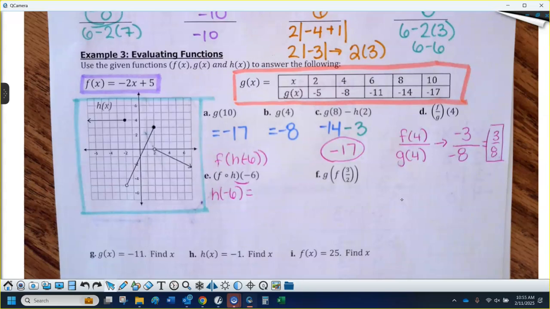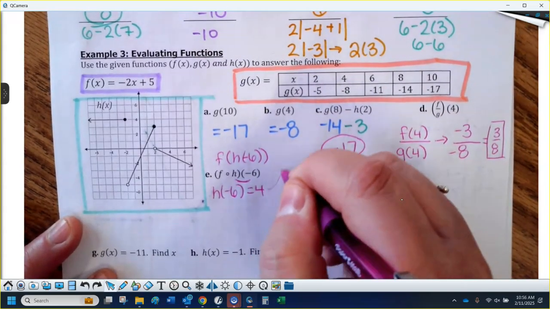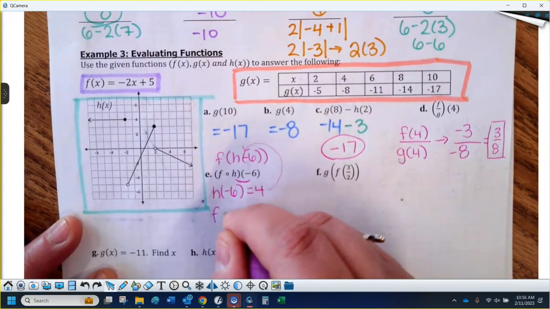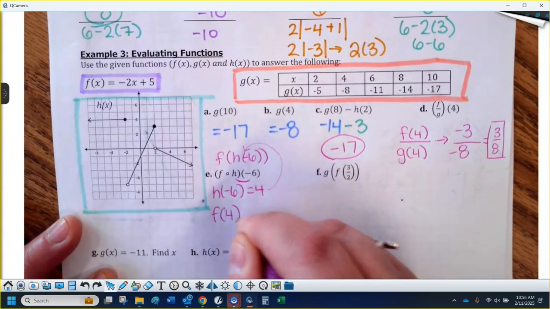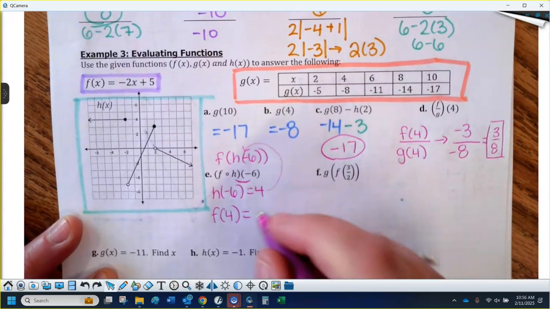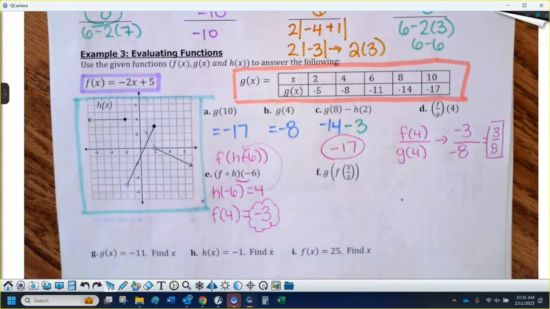So h is the lovely graph here. So if my x value is negative 6, what would my y value be on that graph? 4. Okay, now once you have that, you're substituting that in place of h of negative 6. So the ultimate answer to the question is whatever f of 4 is, and isn't that beautiful because we did that in that last problem, so we don't have to calculate that again. So the answer there should be negative 3.